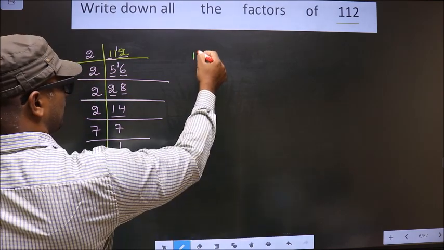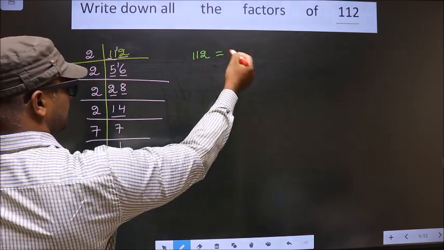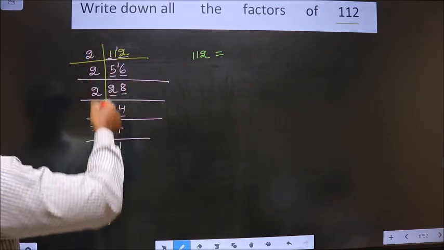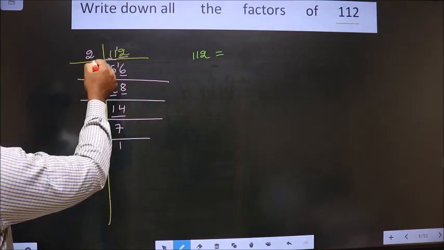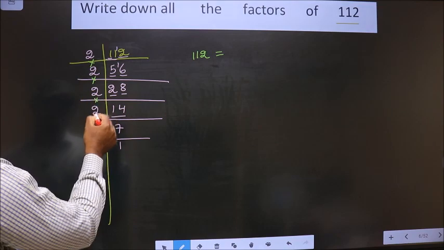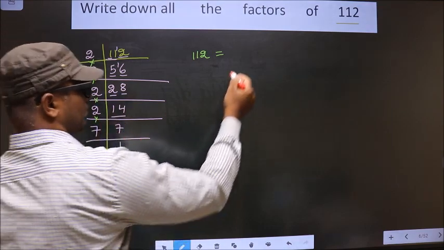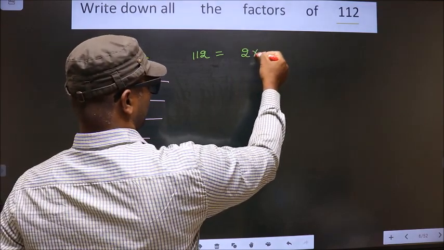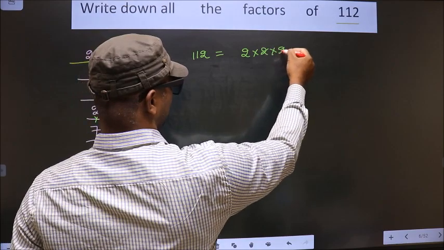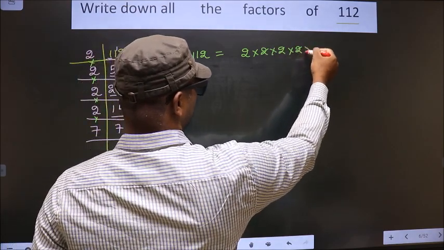So now 112 is equal to the product of these numbers. That is 2 into 2 into 2 into 2 into 7.